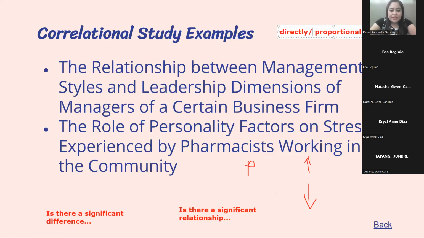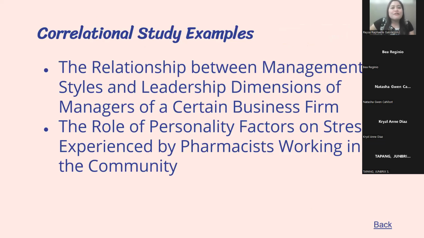That is what we look for in a correlational study. When you say directly proportional, when the value of one goes up, the value of the other variable also goes up. If inversely, when one goes up, the other goes down. Like for example, maturity. Does maturity come with age? What does it mean? When age is high, maturity is also high, or the other way around? That's what is being looked for in a correlational study.